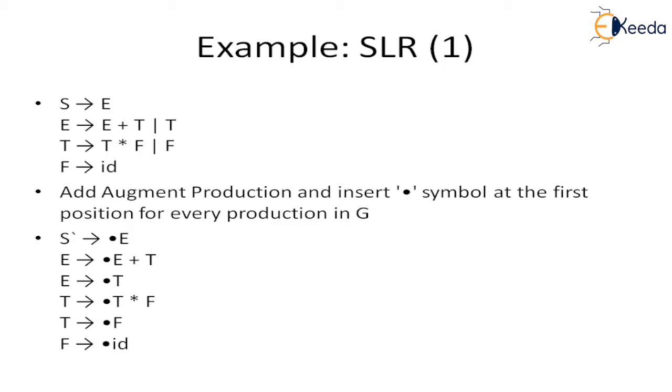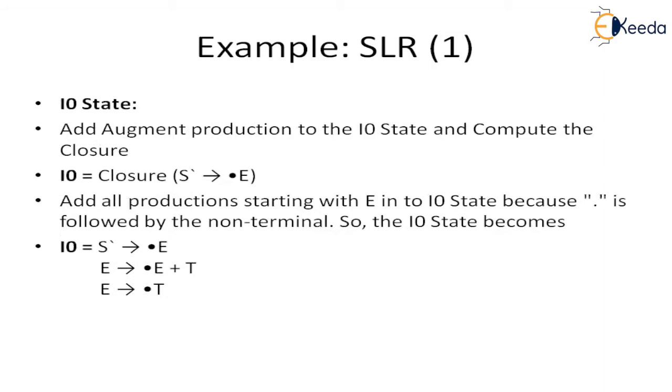So we add the dot symbol. First we elaborate the starting symbol production and then we add the dot symbol. Then the first state is to add the augmented production to the I0 state and complete the closure. So we add the dot and complete the closure. Add the production starting with E in the I0 state because the dot is followed by a non-terminal. So the I0 state is like this.